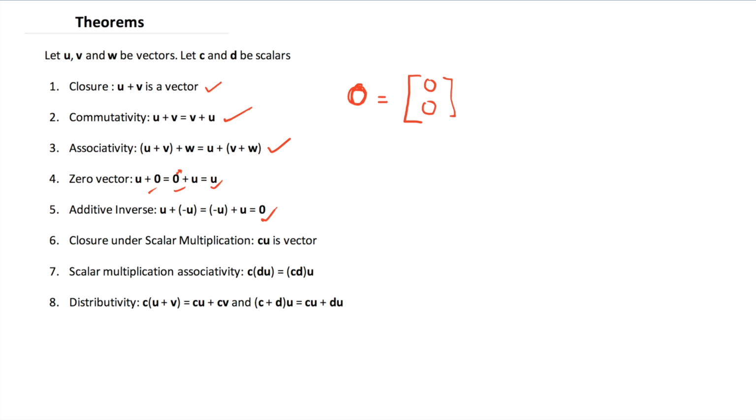Additive inverse. Again, if you add a vector and then add its additive inverse, which is nothing but the scalar minus 1 times that original vector, you'll get the zero vector. Scalar multiplication is closed. So if u is a vector and c is a scalar, cu is a vector. It also has scalar multiplication, associativity, and distributivity.